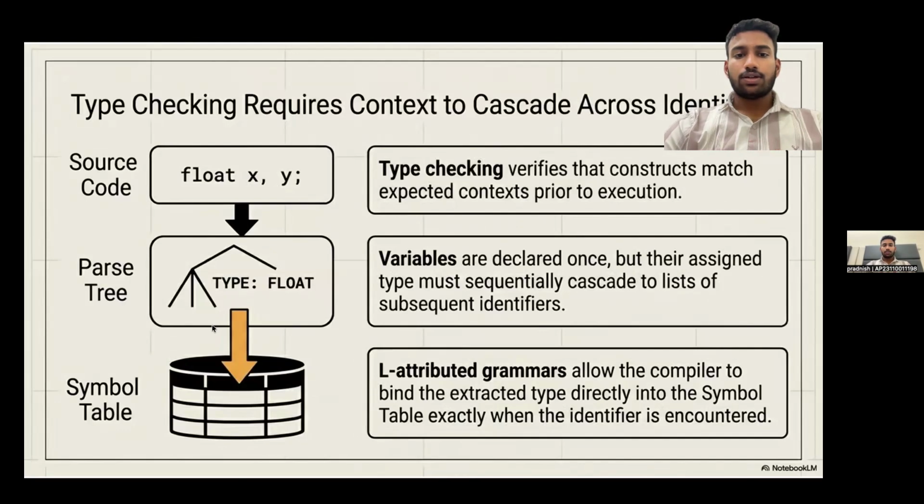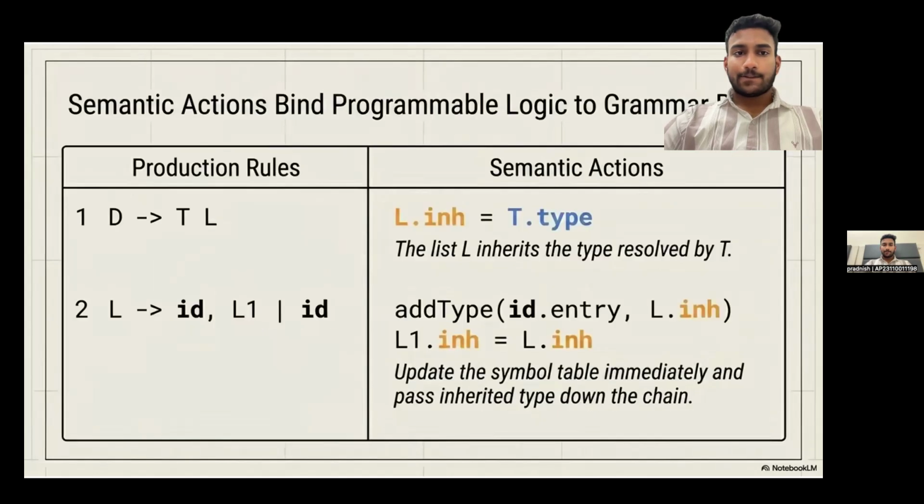In type checking, our goal is to bind a type to a name in the symbol table. L-attribute grammar allows this to happen on the fly. As the compiler encounters each variable name, it already has the type inherited from the left, so it can write to the table immediately. This is the main semantic action, which binds programming logic.